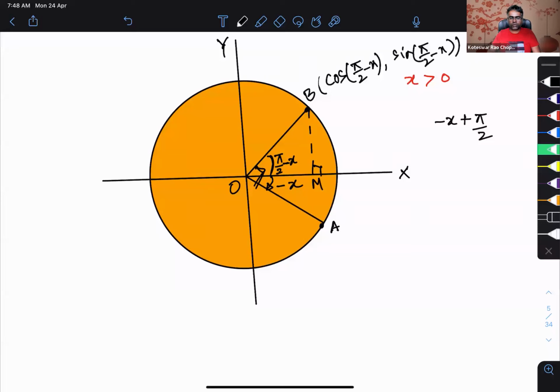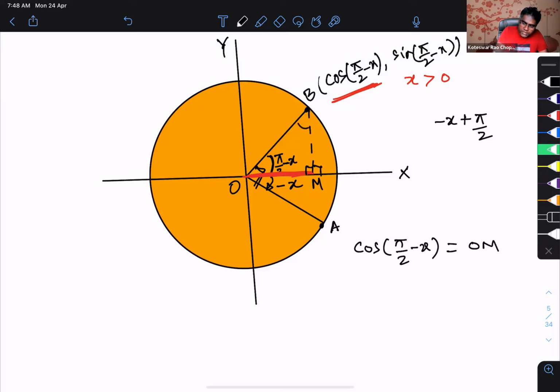Okay, so forget about that sine of pi by 2 minus x. Now pay attention to this. Can I say cos of pi by 2 minus x is going to give you the value OM? Okay, so let me write that. Cos of pi by 2 minus x is going to give me OM. Now in this right angle triangle OBM, we'll use the basic ideas from let's say 10th class. Now this angle is 90, so this angle will be x.